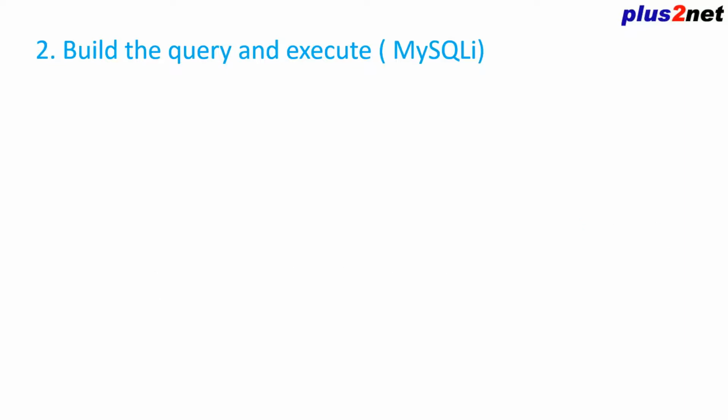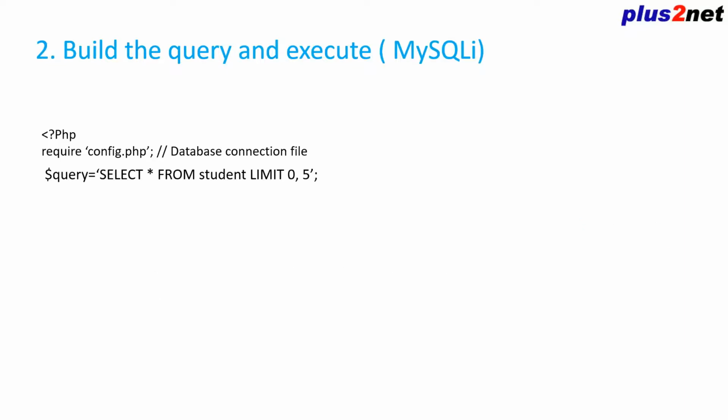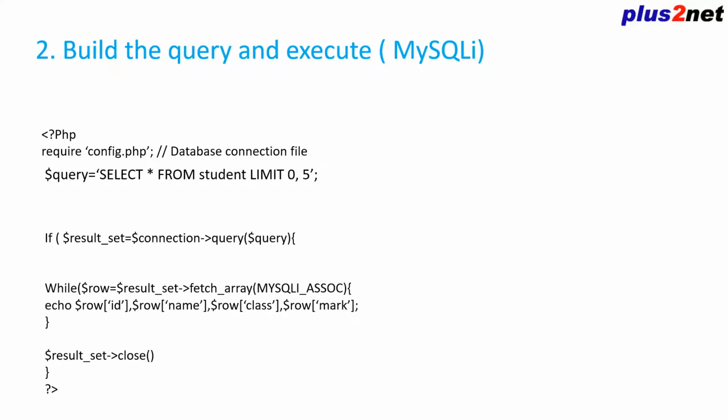Now let us execute it by using MySQLi. This part we already know. The config is the database connection, next is the query. Now here is the code. The MySQLi connection we used here, and the query function will return true or false based on whether the SQL query is successfully executed. Since this query is successfully executed, the code inside the if block is executed.